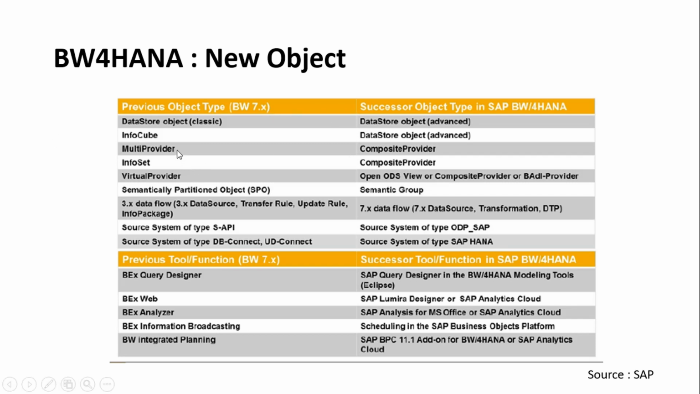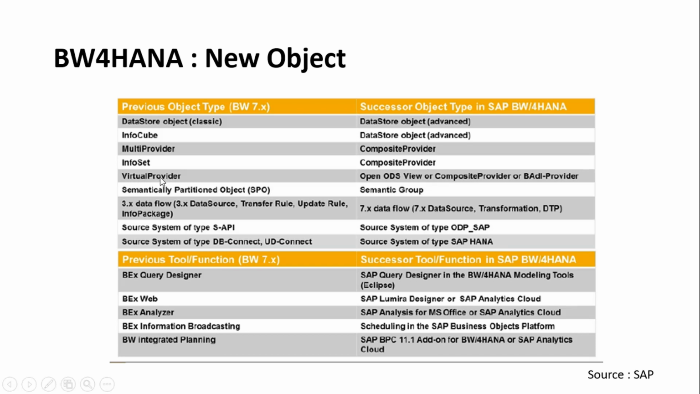Multi-provider, we had multi-provider for layering before we do a query on any of the underlying objects. The idea was even if we change something below the multi-provider, queries will still run. And now we have composite provider, which was there earlier as well, but now multi-provider has been totally replaced with composite provider, that is CP. Same with InfoSet, we don't have the concept of InfoSet anymore, we have only CP, composite provider.